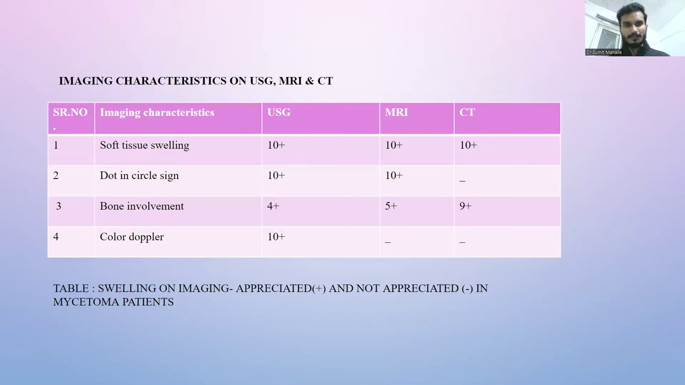Imaging characteristics on USG, MR and CT. So soft tissue swelling is noted in all 10 patients. All the 10 patients had this finding, soft tissue swelling, in USG, in MR, and CT scan also. Dot-in-circle sign was found in USG and MRI only, not in CT. Bone involvement in 4 patients in USG, 5 patients in MRI and 9 patients in CT scan. And color Doppler findings are in the USG. The table shows the findings on imaging, appreciated plus, and not appreciated means minus, in mycetoma patients.